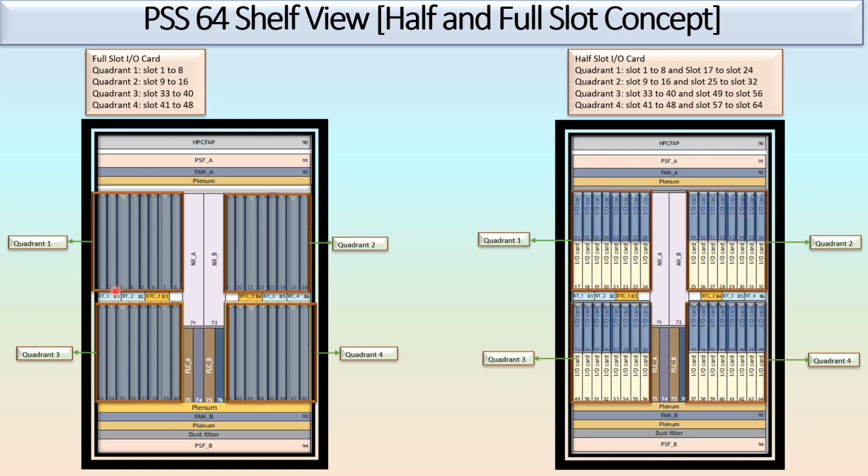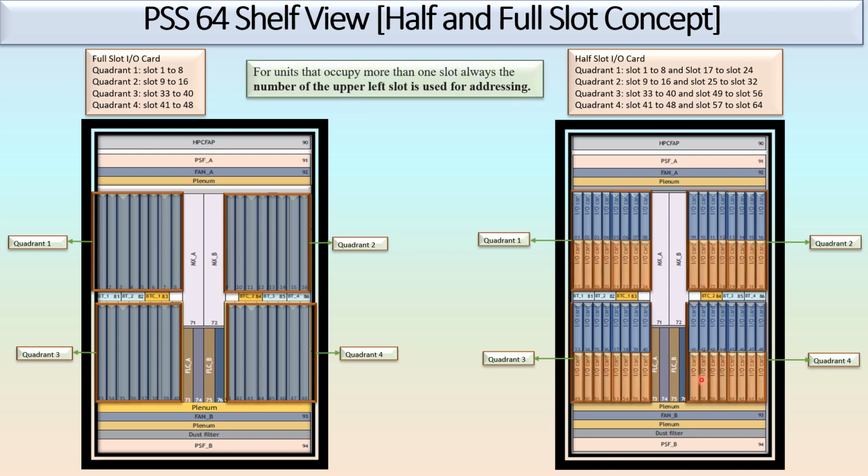You can see here, this is the full slot, this is the half slot, this is the half slot. So the conclusion is, for a unit that occupies more than one slot, always the number of the upper left slot is used for addressing. Suppose this is slot 1 and this is slot 17, and a circuit pack occupies both slots, then the numbering always starts from the upper left, meaning this slot will be 1. So this is all about the half and full slot concept.